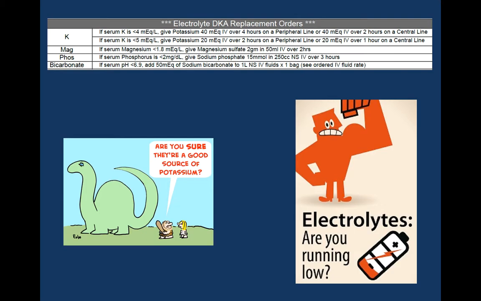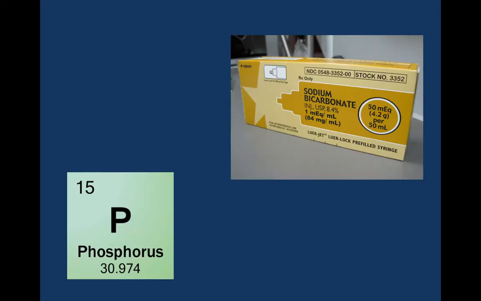Potassium should be added to fluids while on the insulin drip because of the rapid intracellular shift on insulin. If K falls below 3.2, stop the drip and follow the electrolyte replacement protocol. Since potassium is regulated by magnesium, replete magnesium with values less than 1.8. Give 15 millimoles of phosphorus over 3 hours with values less than 2.